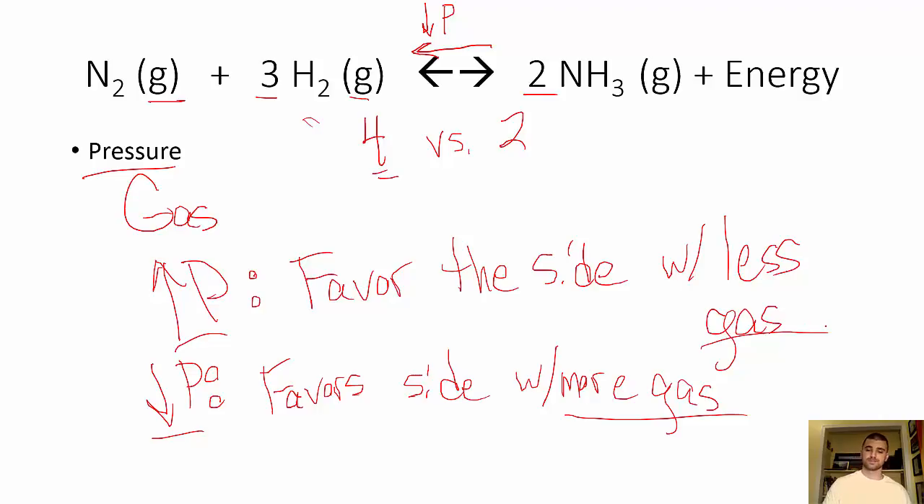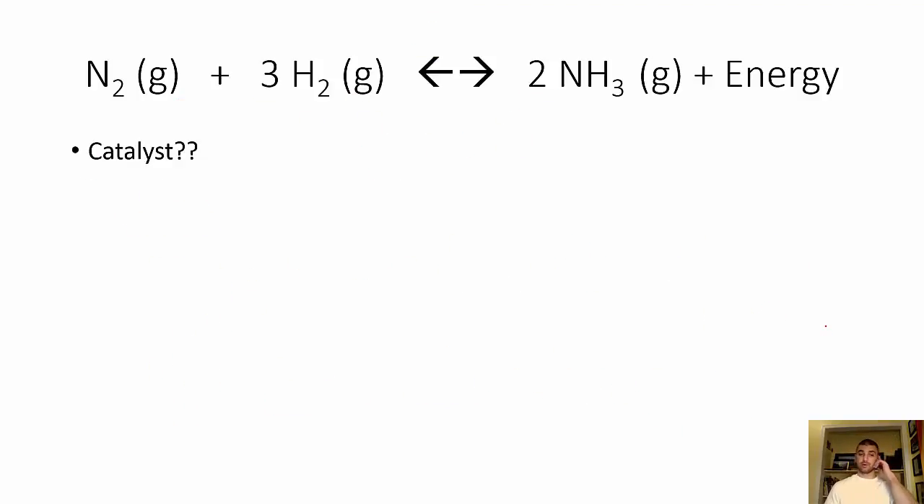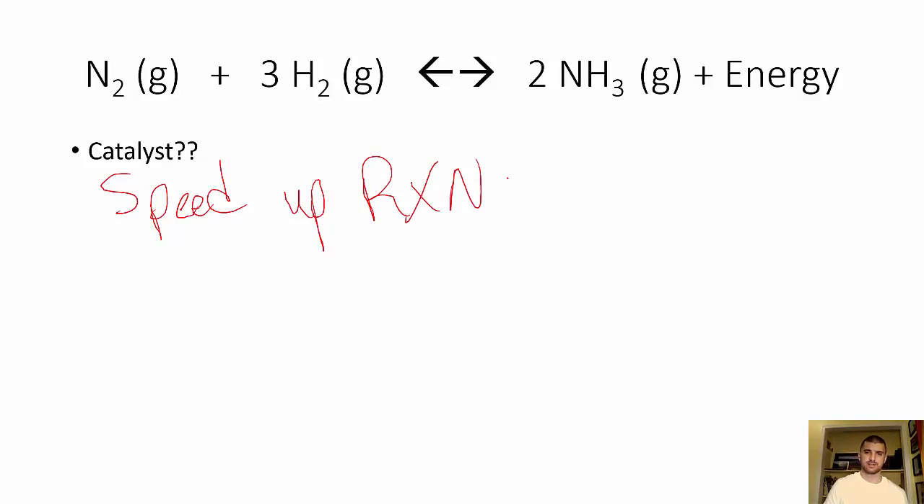So that's pressure. Now, catalyst, and I put question marks there because it's like, what would a catalyst do? Well, what do catalysts do? They speed things up. They speed up reactions. So you have to remember, in equilibrium, there's a forward reaction and a reverse reaction. And a catalyst is going to speed both of them up.